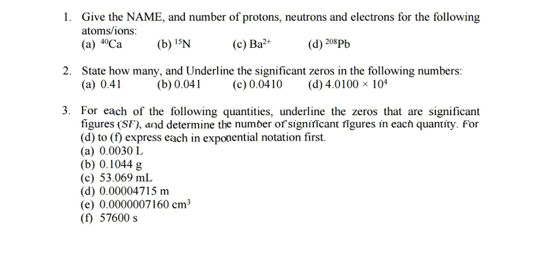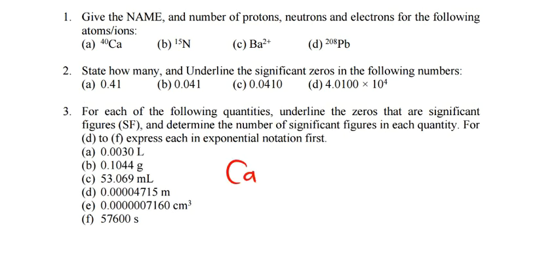So for A, we've got calcium with a mass number of 40. Okay, so I have to give it the name. So that's of course calcium, right? So calcium is a name. And then the number of protons, and then the number of neutrons, and then the number of electrons.